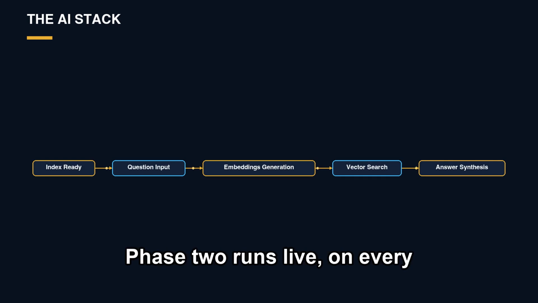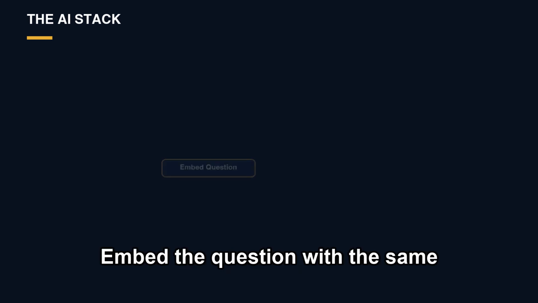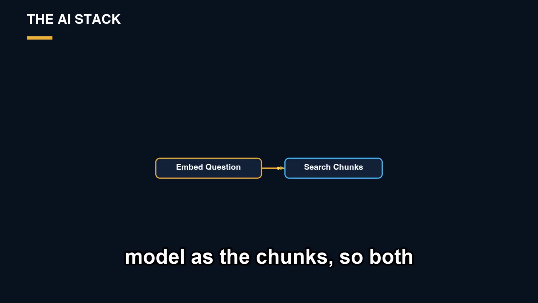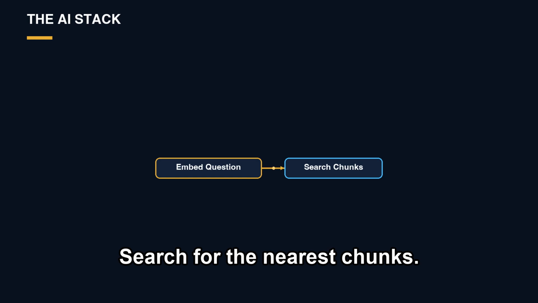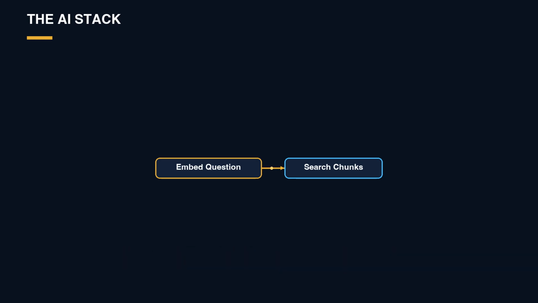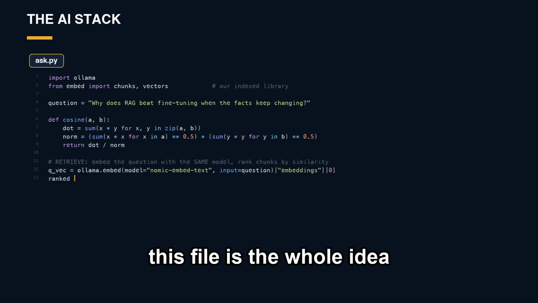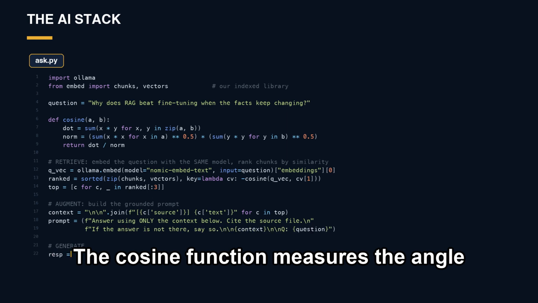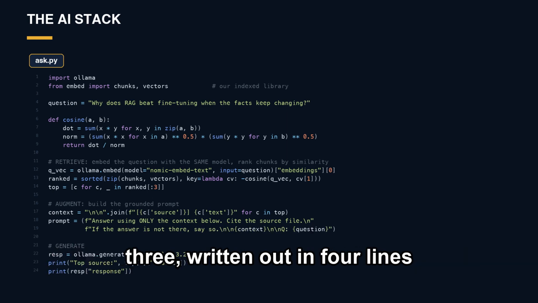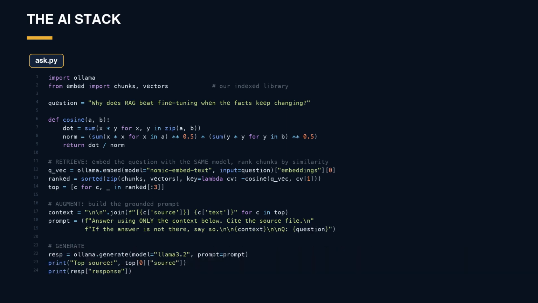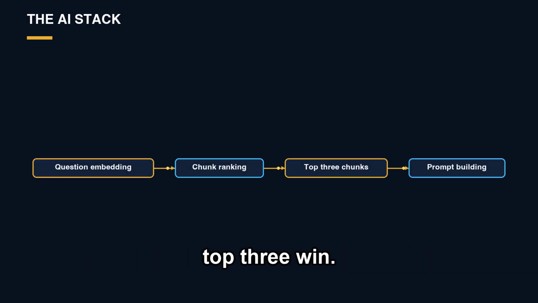Phase 2 runs live on every question, and it mirrors the question's journey. Embed the question with the same model as the chunks, so both live in the same space of meaning. Search for the nearest chunks. Build the prompt. Generate. Read it top to bottom, because this file is the whole idea of RAG. The cosine function measures the angle between 2 vectors, straight from episode 3, written out in 4 lines so nothing is hidden. The question gets embedded, every chunk gets ranked by similarity, and the top 3 win.